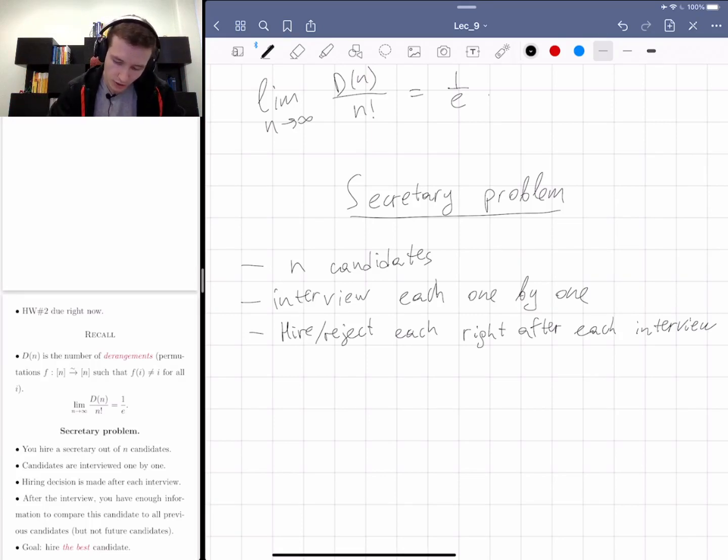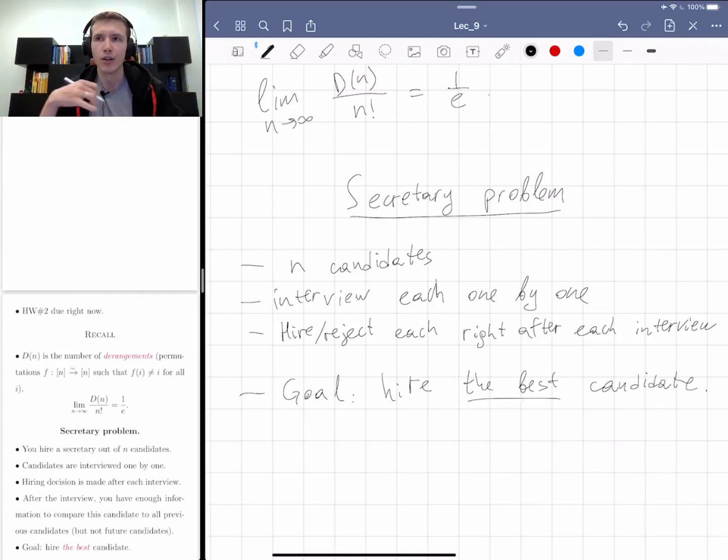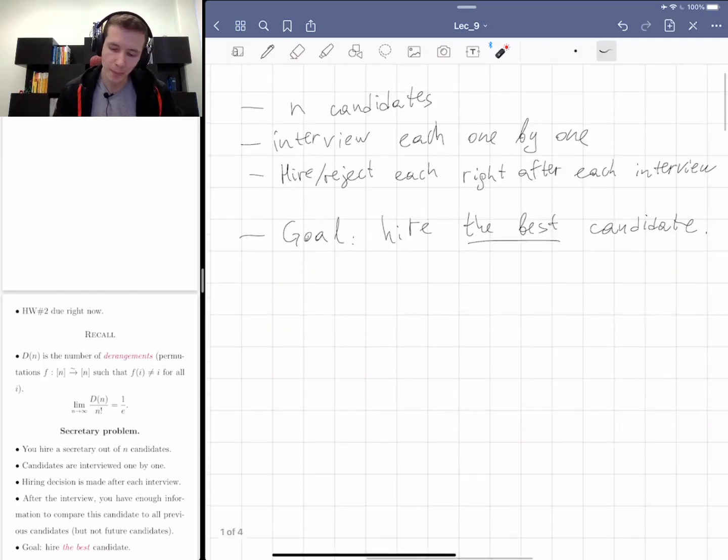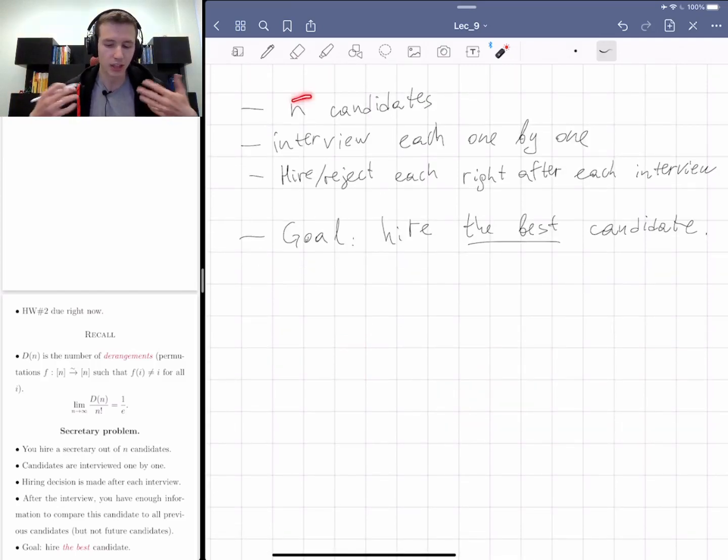So that's the setup, and then the goal, which is somewhat unusual but sort of ambitious, is you want to hire the absolute best possible candidate. After you interview all of them, you're going to know which one was the best one, and there is only one of them which is the best. The goal is to choose a strategy of whether you hire or reject each individual person, so that you end up hiring the best one. And n is supposed to be somewhat large, like maybe 1 million or something. So this seems very hard, right? You have to pick one out of 1 million.